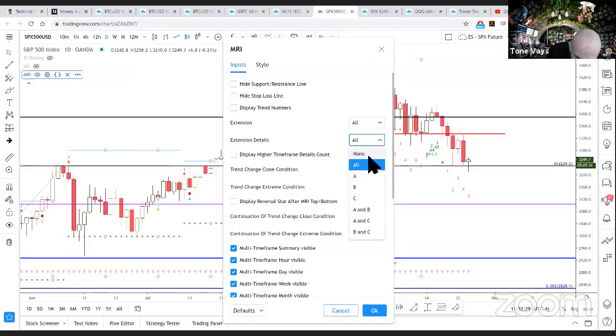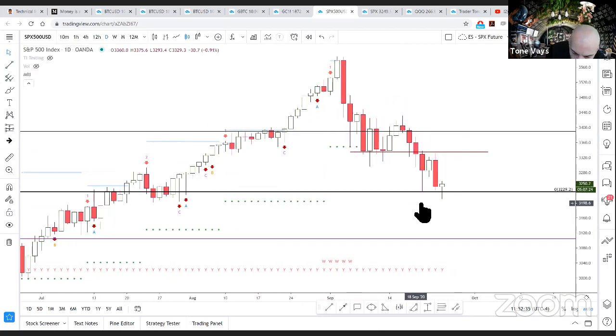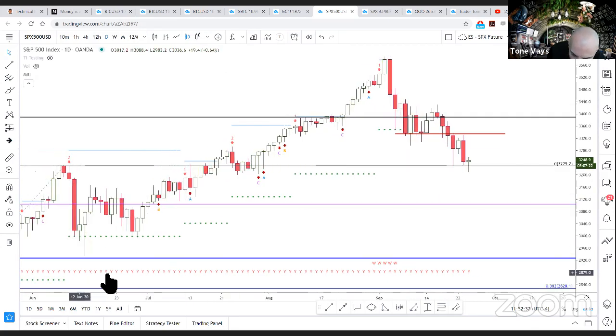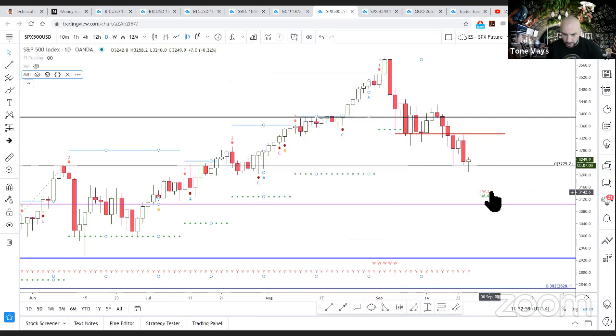And we can turn all the details off. So remember, we are on a yearly MRI top, and we were on a weekly MRI top right here at the top. So right here at the top, we had a daily MRI top and a weekly MRI top. More details, you can also display higher time frame details. They're all independent.